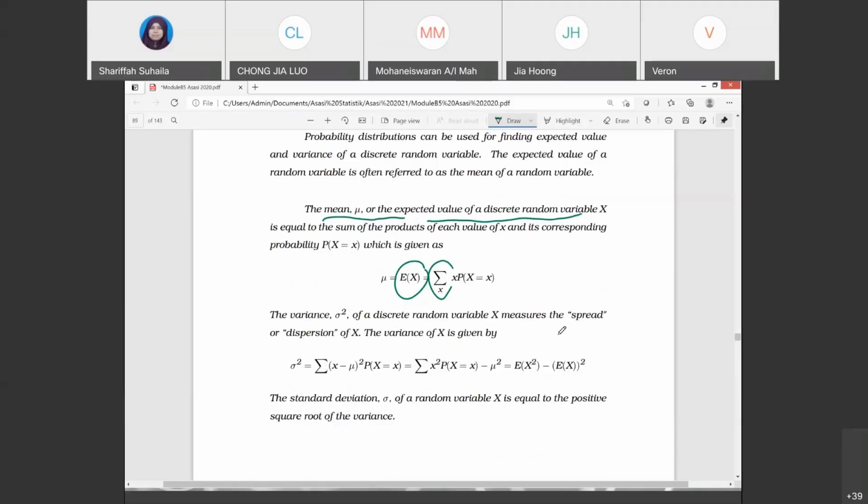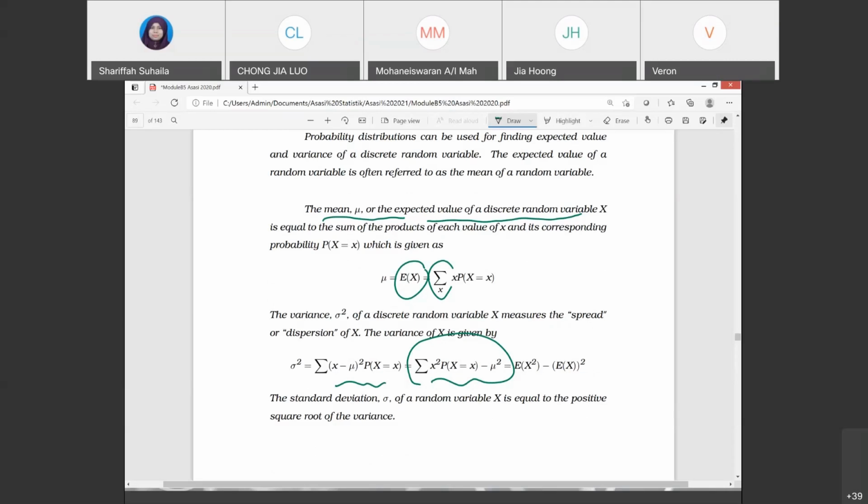So ini variance, variability dia. The spread or dispersion of X. Kita dah tengok dalam measure of dispersion: mean, variance and also standard deviation. So variance, the formula is given ini sigma square, summation (X minus mu) square times probability. Kalau kita expandkan this formula, you will have summation X square, probability P(X equals x), minus mu square.